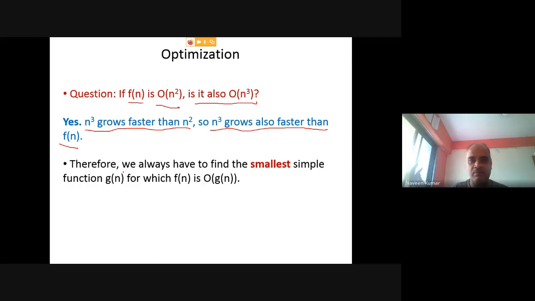Loose bounds will be there, obviously. If the f(n) function is less than some function, every greater function should always give an upper cap. But we need to choose the lowest possible g(n) function, right? That is what big O is saying. Big O is a tight upper bound, which means other functions are loose functions. So we need to choose that tight bound. We always have to find the smallest simple function g(n) for which this condition is true, correct?